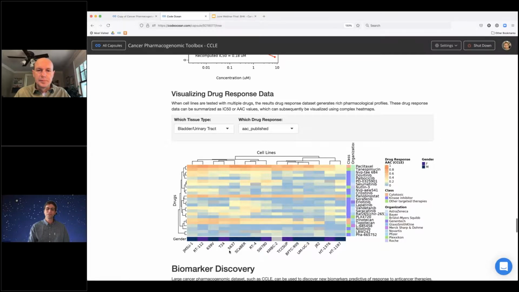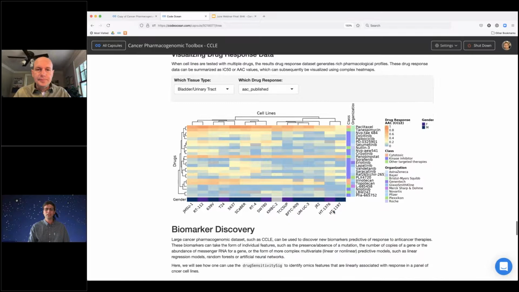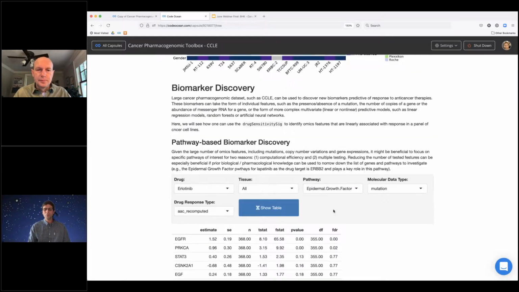For the cell lines, for instance, you can display the tissue type or the sex, and basically look for any pattern here. So you can see, for instance, that all the bladder urinary tract cell lines are very sensitive to panobinostat, and some cell lines are very resistant to basically a lot of therapy. So you can really start understanding the variation of the data and use that for biomarker discovery. And so at the end of the day, what we really want to do is to jointly analyze those data to find potentially new biomarkers.